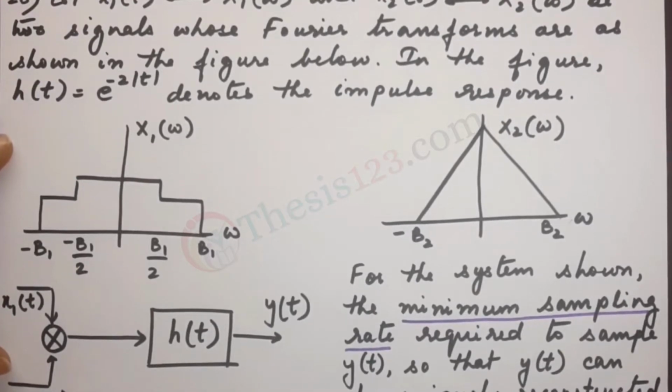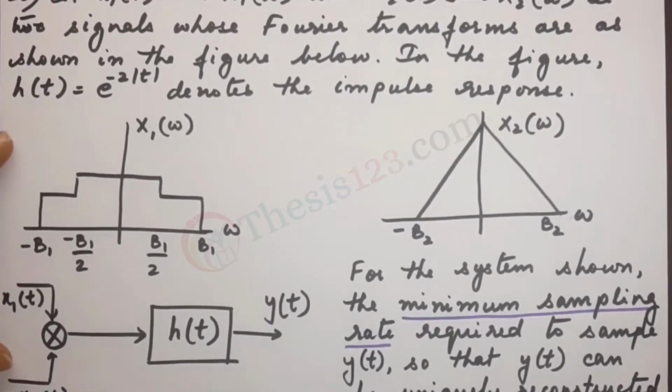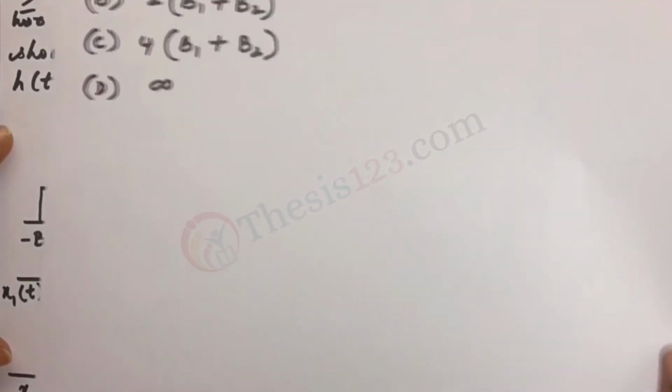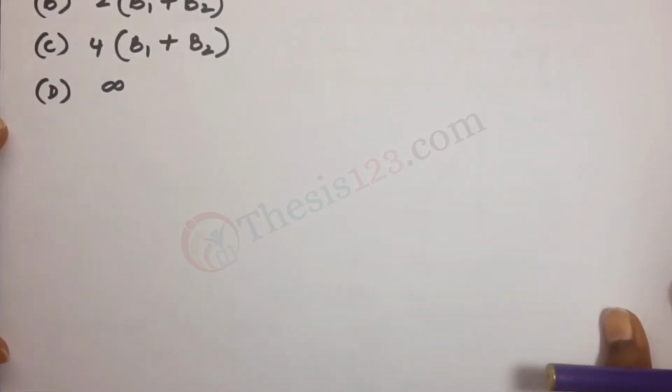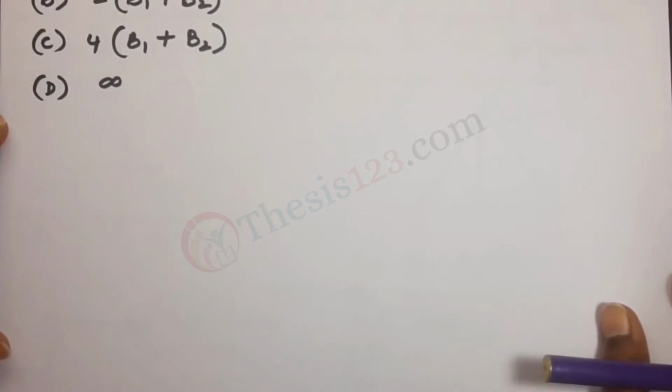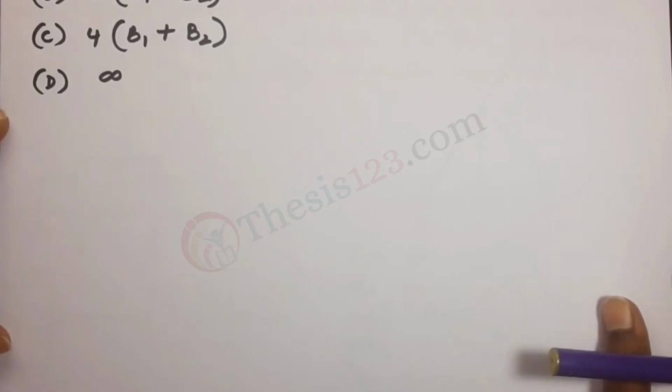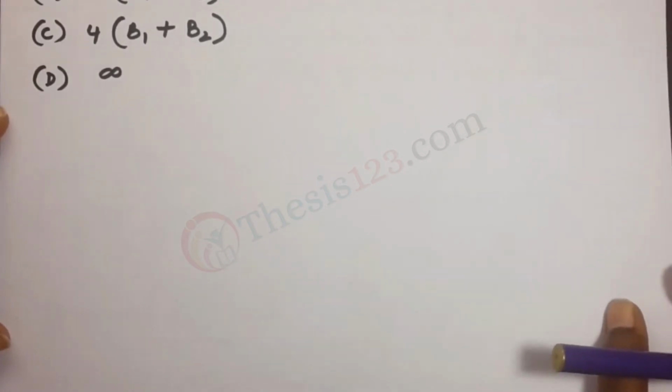Okay, so the question gives us 4 options and I didn't have space to write it on this paper, so I've written it down on another sheet. Here are the 4 options: A, 2 B1, 2 into B1 plus B2, 4 into B1 plus B2, and infinity.